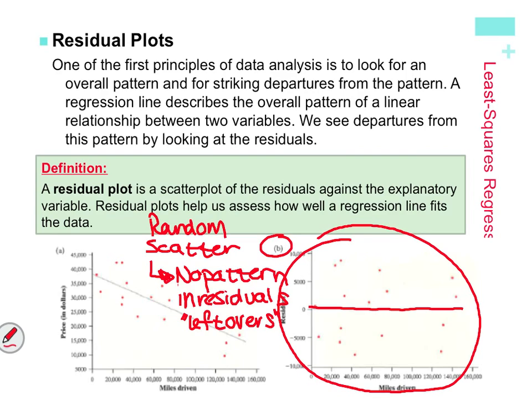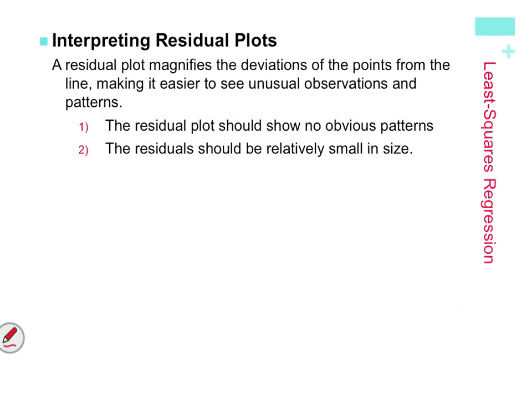It explained, to the best that it can, the smallest sum of squares of your residuals. Random scatter implies that this linear model is appropriate to describe this data. Okay, so let's look at what we're looking for and what happens when it's not good.